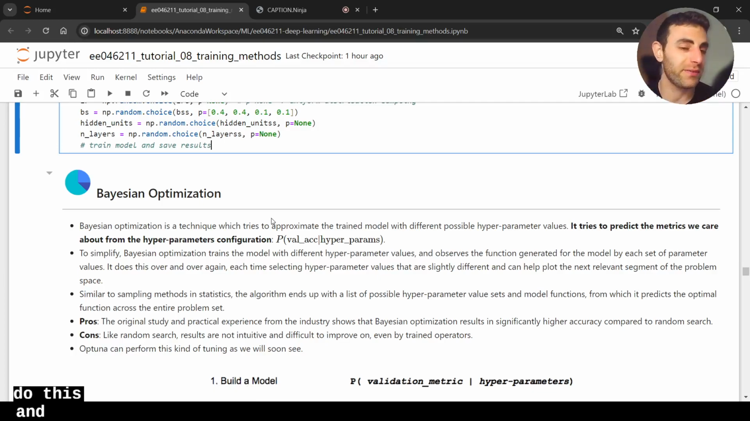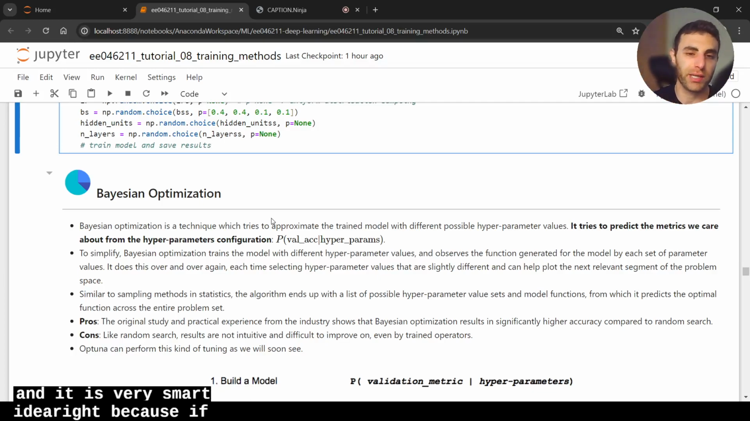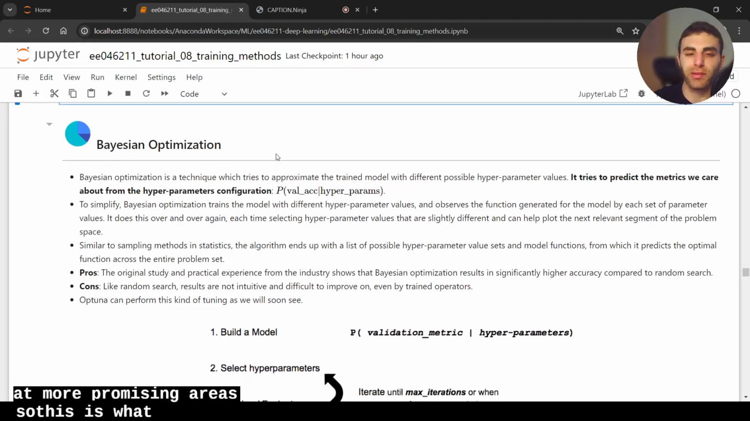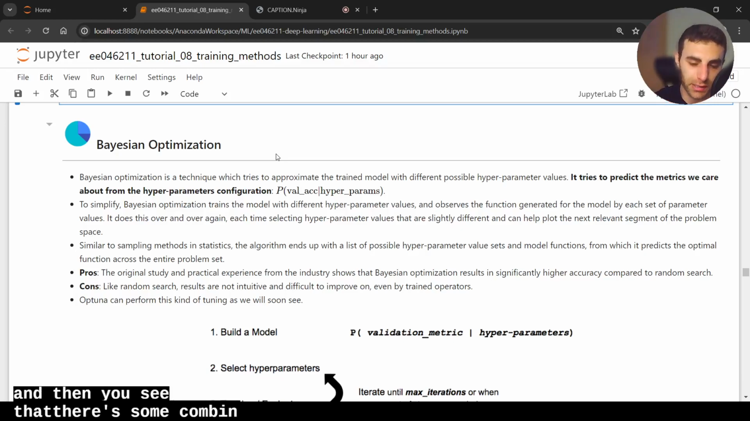And it's a very smart idea, right? Because if we can predict what will be the accuracy, then we can look at more promising areas. This is what you will probably do if you are babysitting the model, and then you see that there are some combinations that work better. So you will manually search around them, right? But we can actually do this automatically with some framework.